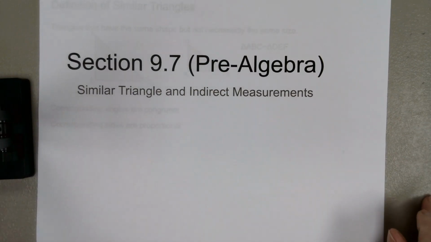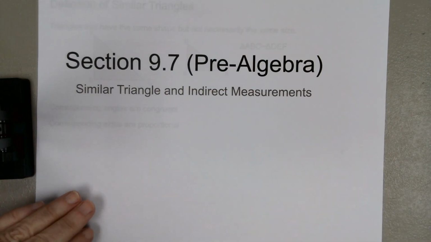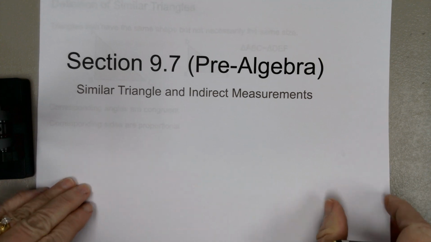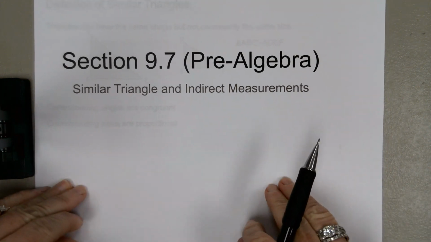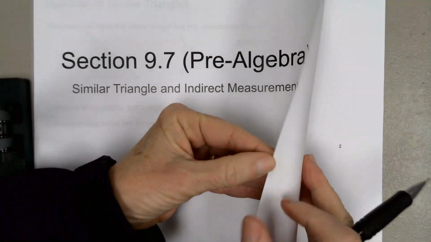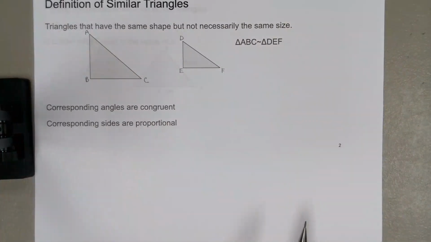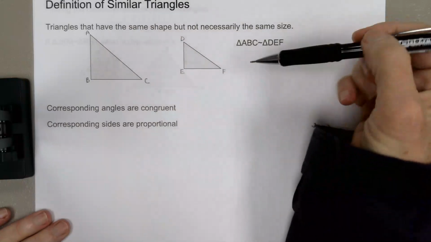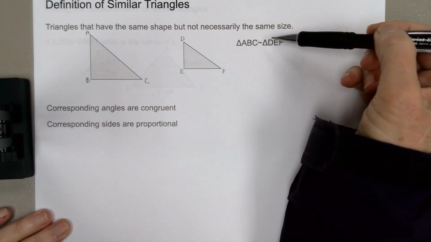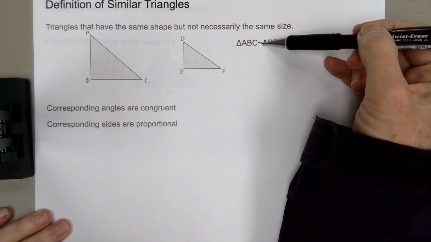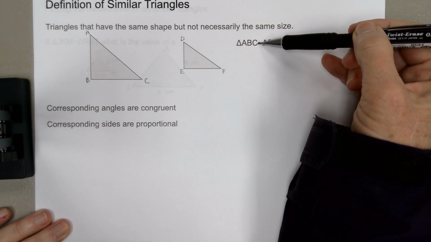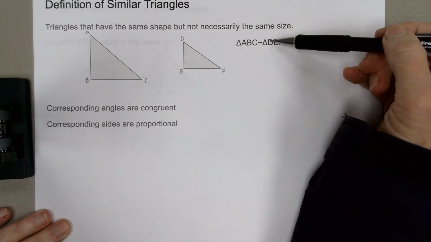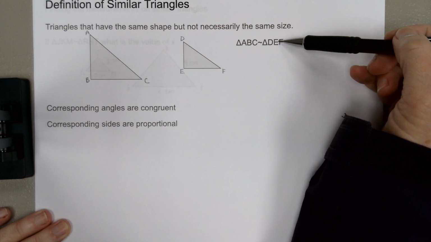Section 9.7 has to do with similar triangles and indirect measurements. So the first thing we need to talk about is the definition of similar. Similar means the triangles have the same shape but not necessarily the same size. If you notice, triangle ABC, this is the symbol for similar, is similar to triangle DEF.